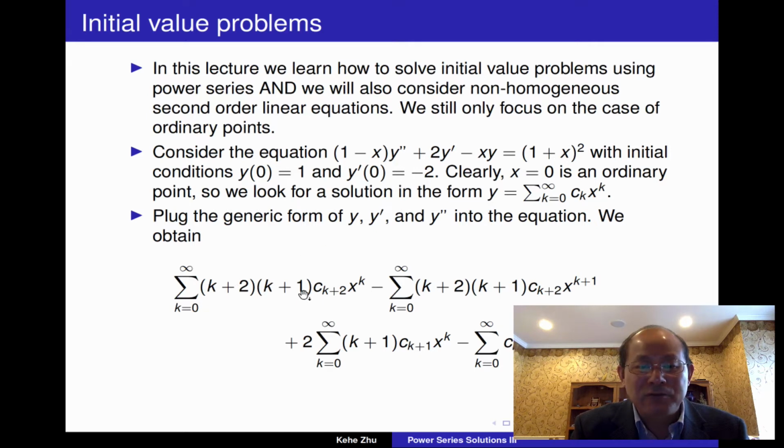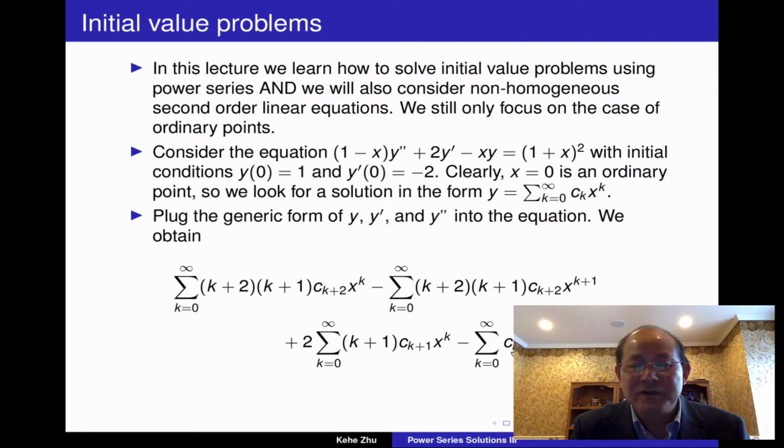So you have this y double prime, you multiply it by x, so the power becomes x to the k plus 1. So that's the second term. And then you're going to have a 2 times y prime, which is written over here. So this series is the formula for y prime. And then you have x times y. So this is the y, and you multiply it by x, so the power of x increases by 1, and that's why you get this.